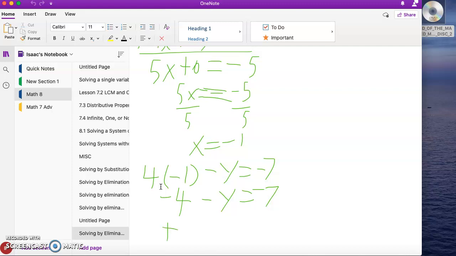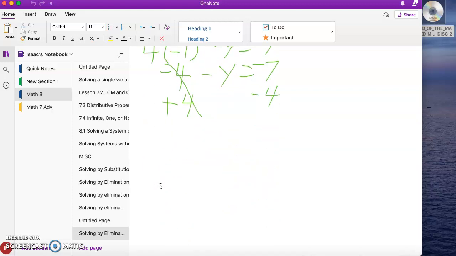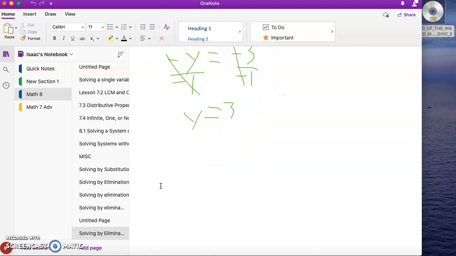Add 4 to both sides to get almost y by itself. Those 4's cancel. We'll see negative y equals negative 3. Divide by my secret coefficient of negative 1 to get rid of these negative signs. We'll see y equals 3. My final answer is x was negative 1, y is 3: negative 1, 3.